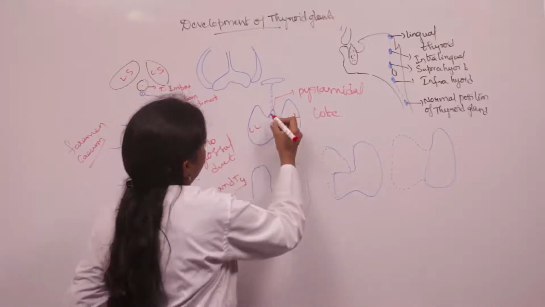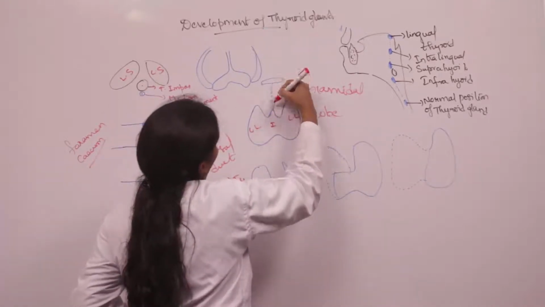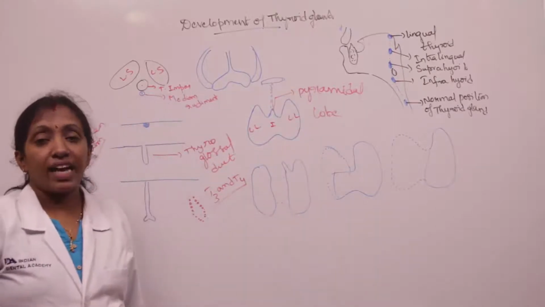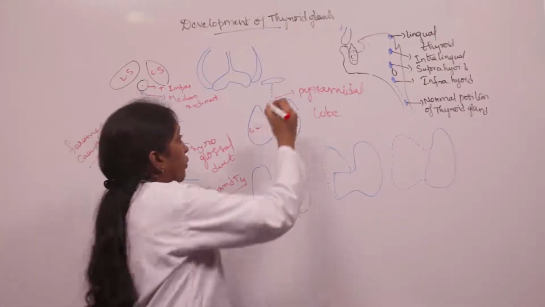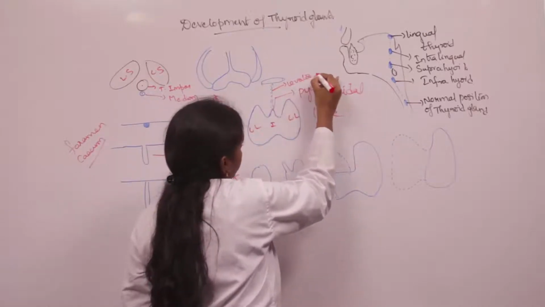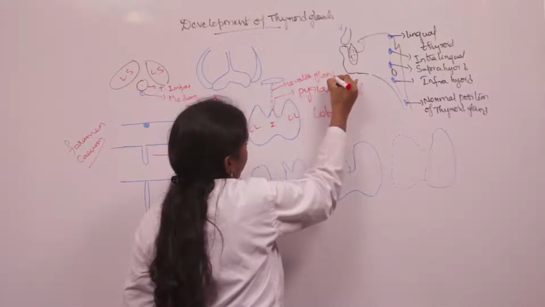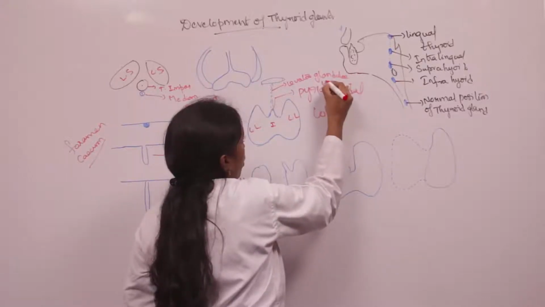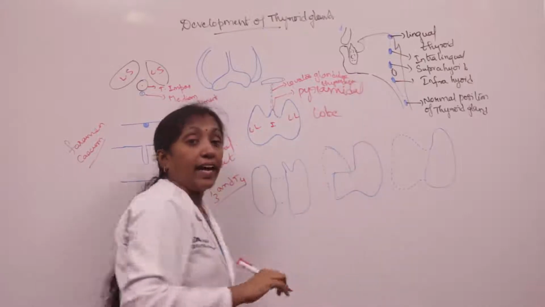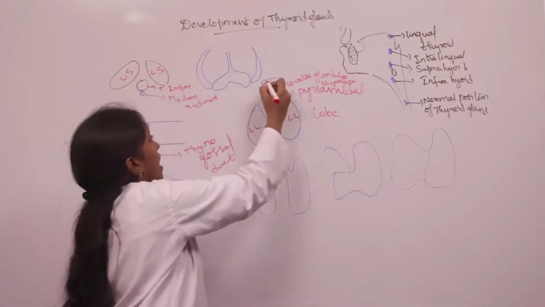From the pyramidal lobe, one fibrous band extends. We call it levator glandulae thyroideae, which is attached to the hyoid bone. This is the hyoid bone.